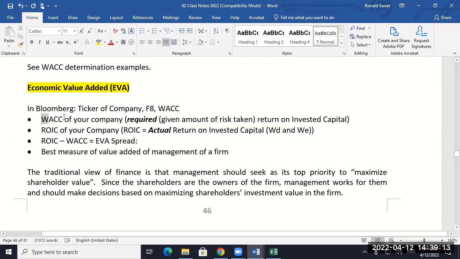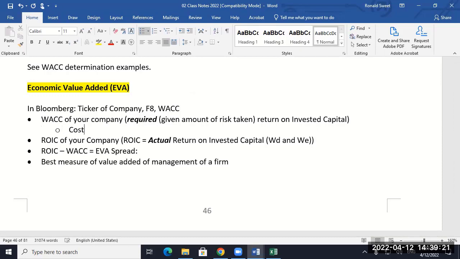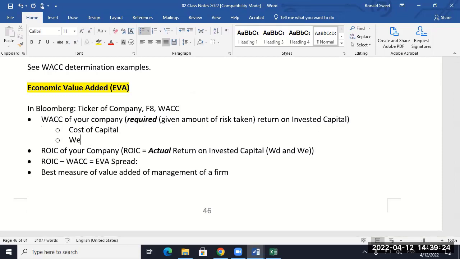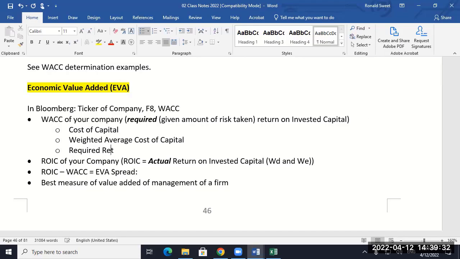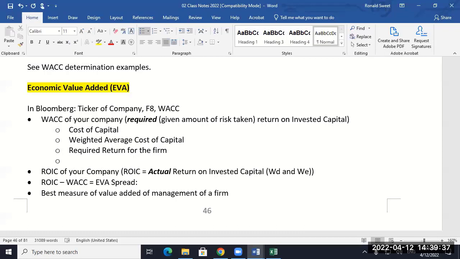But think of WACC as your required return. So what is WACC? WACC is cost of capital, weighted average cost of capital, the required return for the firm. It's also known, have you ever heard this term? Has anyone heard hurdle rate? Is that completely new to you? What's a hurdle rate? Y'all know what a hurdle is, right?